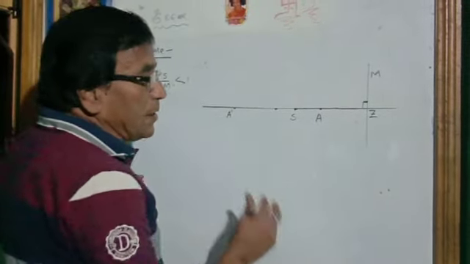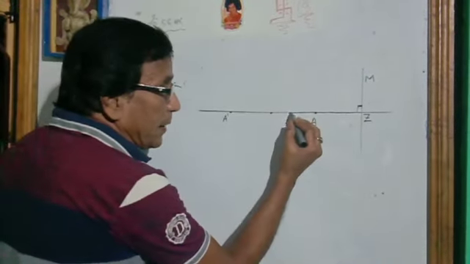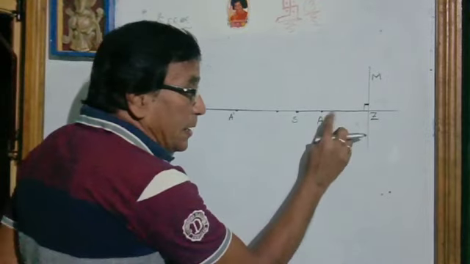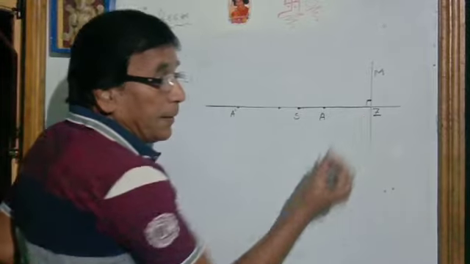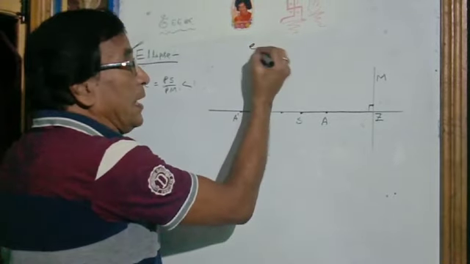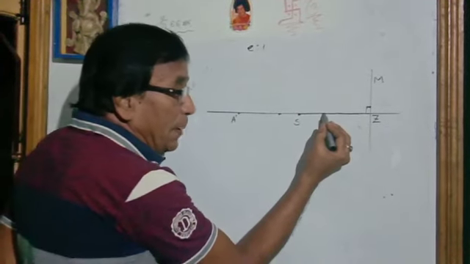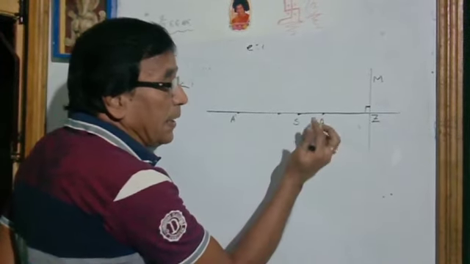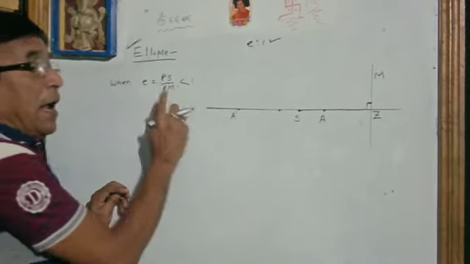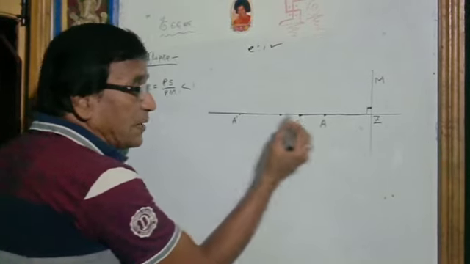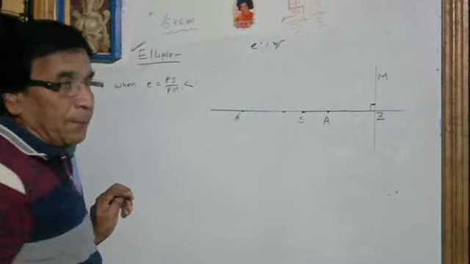Now we will take 2 points A and A dash, which divide the distance SZ internally and externally in the ratio e is to 1. That means the point A divides SZ internally in the ratio e is to 1, where e is less than 1. And A dash is a point that divides SZ externally in the same ratio e is to 1.